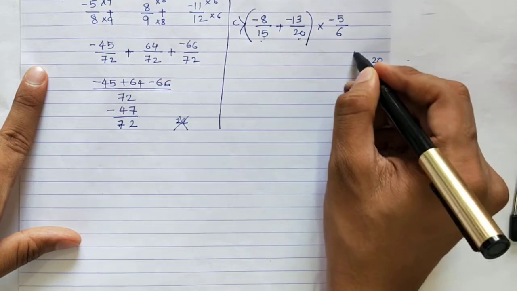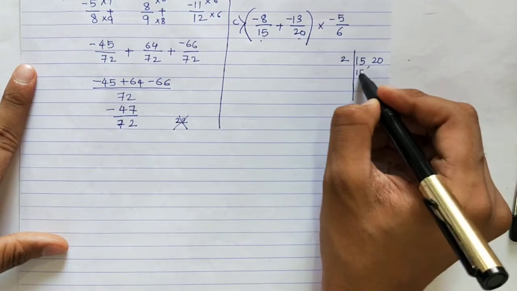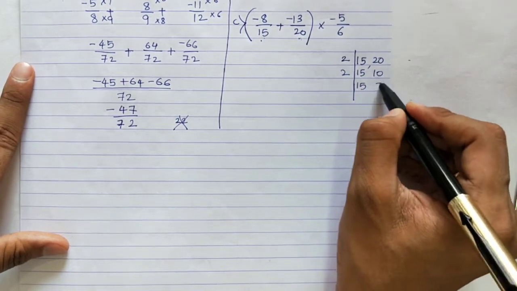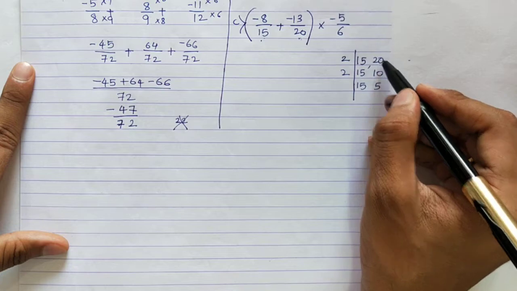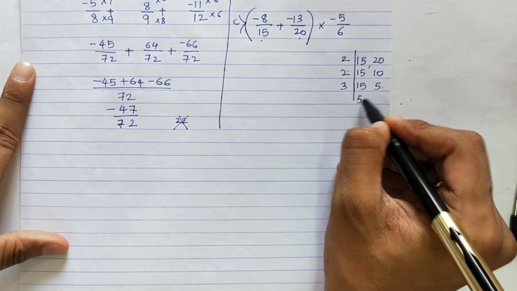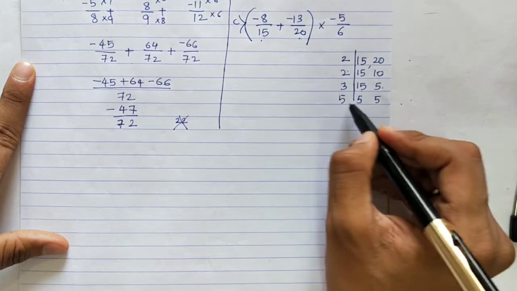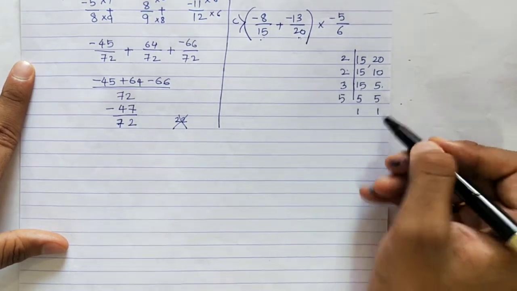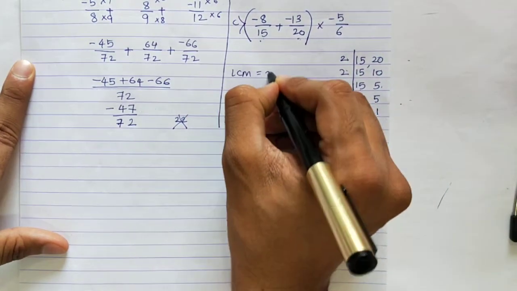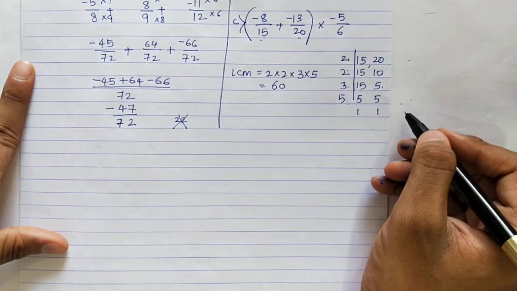15, 20. So start with 2. 2, 15 will come as it is, this will become 10. 2, 15, 5: 2 10s are 20, 2 5s are 10. Now it is not divisible by 2, so 3. 3 5s are 15, and 5 is not divisible by 3, so copy it as it is. Now with 5. 5 1s are 5, 1s are 1. So LCM is 2 into 2 into 3 into 5. LCM is 60.